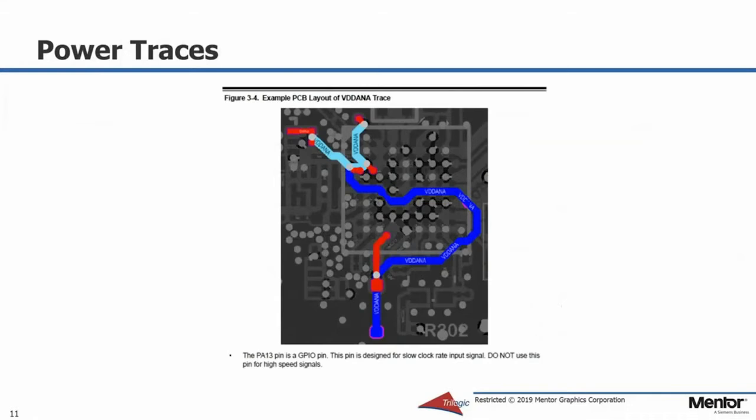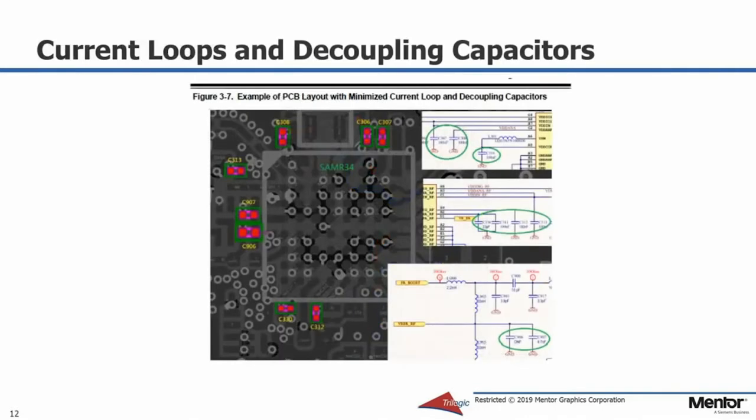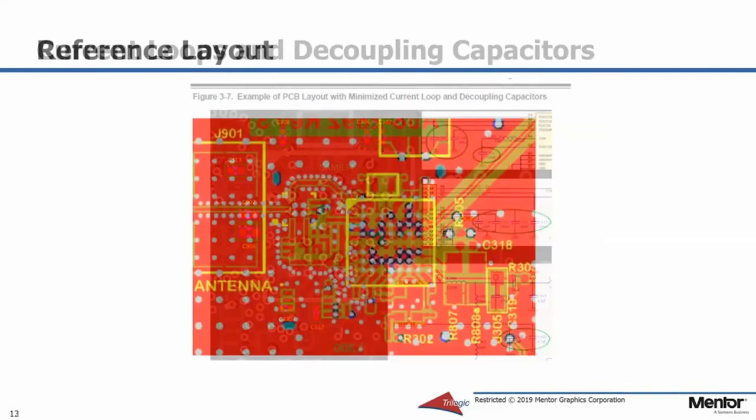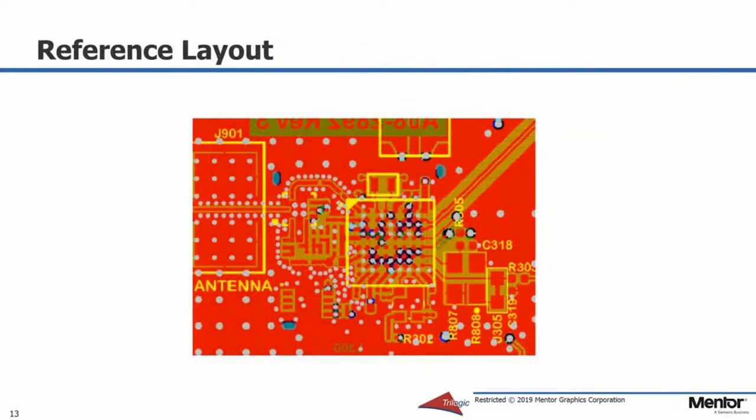Power traces with high-speed signal restrictions must be adhered to avoid undesired currents and noise. Current loop prohibitions and critical decoupling capacitor placement and routing are also important guidelines to follow from an application note when initially setting up constraints. Perhaps most important is a reference layout of all copper layers. This should be viewed as the golden rule when in doubt.